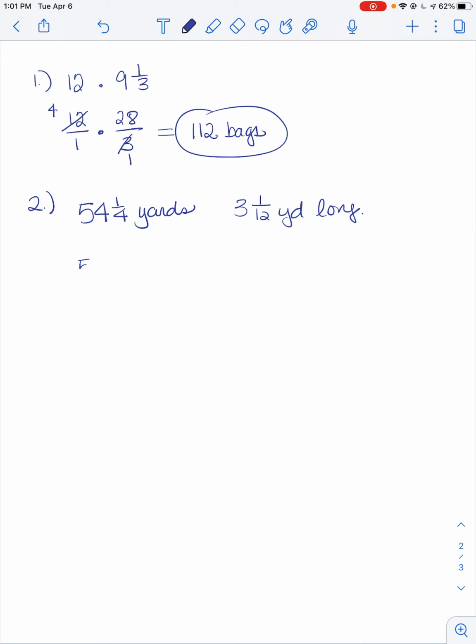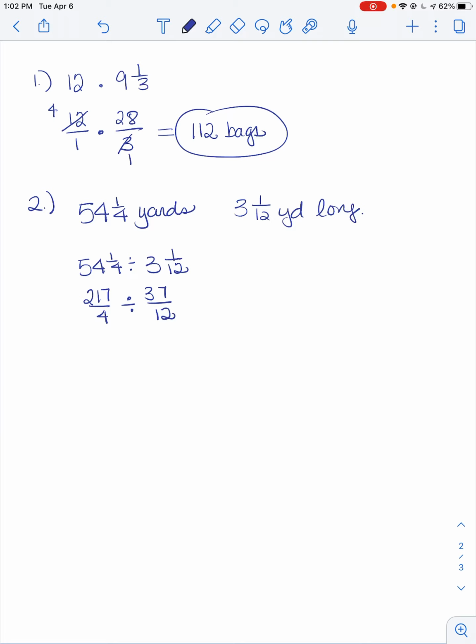So how do we divide 54 1/4 divided by 3 1/12? Well, these are mixed numbers, so really we should probably turn these mixed numbers into improper fractions in order to do the division the easiest. So 54 1/4 becomes 217 over 4, and 3 1/12 becomes 37 over 12.